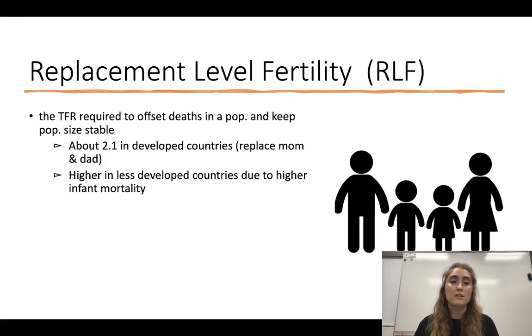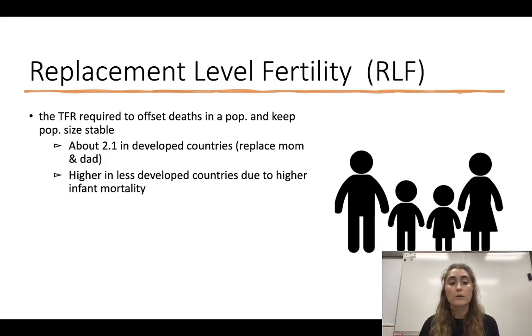Now, I just mentioned this concept, replacement level fertility. Replacement level fertility, or RLF, is the total fertility rate required to offset deaths in a population and keep the population stable. So this is how many offspring each female needs to have in order to replace the population and keep it at a stable point rather than contribute to a declining population. This is the minimum number of offspring an individual needs to have in order to maintain the population. In a developed country, that number is still 2.1.